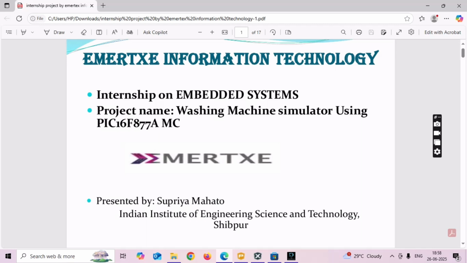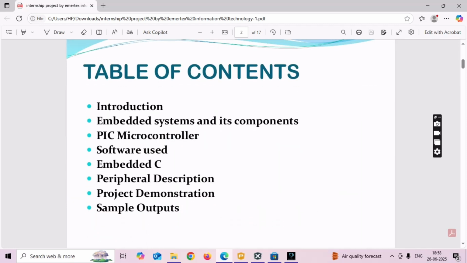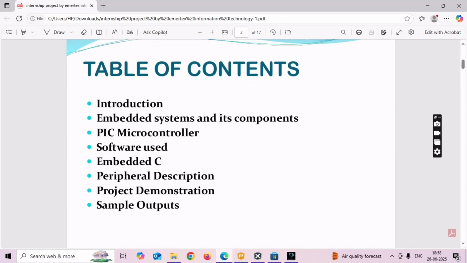Today I am presenting a project done during my internship period at Emertxe Information Technology. The project name is Washing Machine Simulator using PIC16F877A MC. Now let us see my presentation contents: table of contents, introduction, embedded system and its components, PIC microcontroller, software used, embedded C, peripheral description, project demonstration, sample outputs.